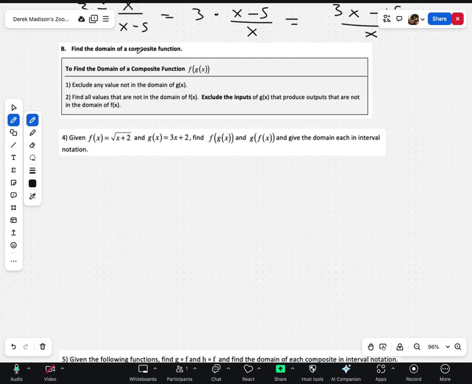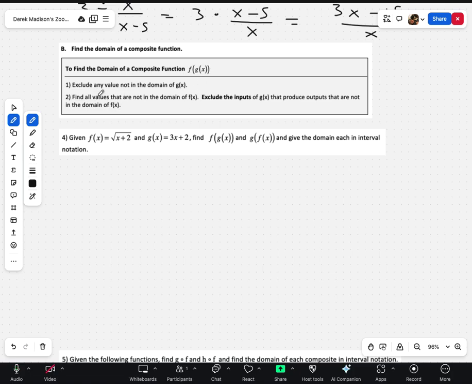So now we're asked to find the domain of a composite function. So when we're finding the domain of f of g of x, we're defining g of x to be the inside function and f of x to be the outside function, we have to exclude any value that's not in the domain of g. So if plugging it into g would mess up g, then that's not going to be in the domain of our composite.